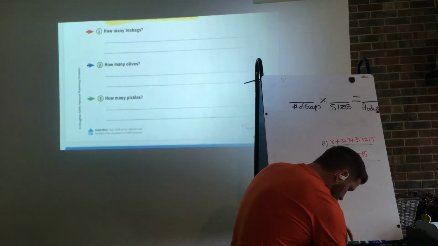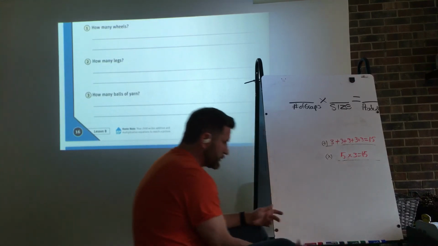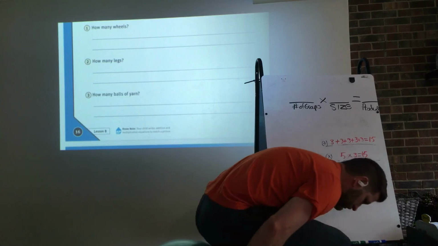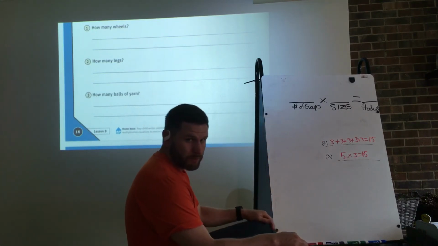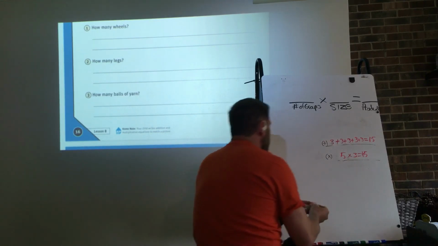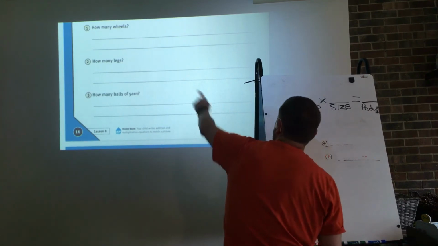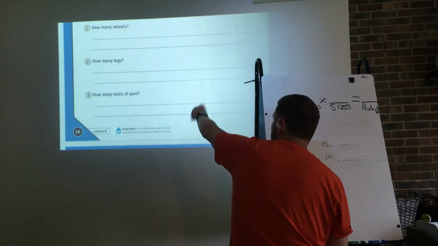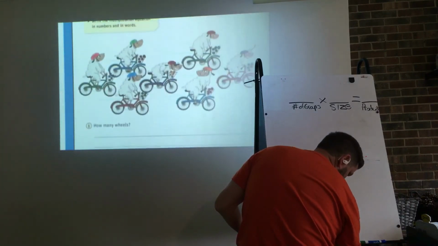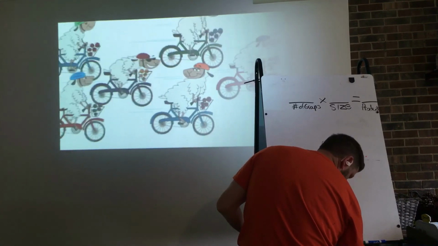How many wheels? Okay, so we're talking about the sheep. How many wheels are there? So I'm going to give you a hint. Each sheep has 2 wheels. So we're doing the addition, and then we are doing the multiplication. The first question is, how many wheels are there? The second question is, how many legs? And then the third one is, how many balls of yarn? When saying balls of yarn, they're talking about what's in their basket. The balls of yarn in their basket.